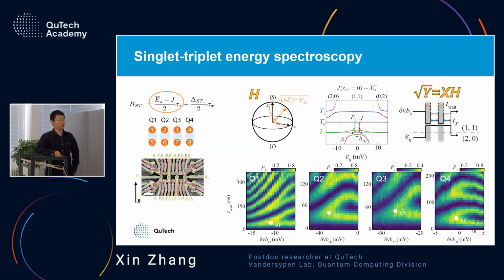And we do the same thing for all the 4 qubits together to calibrate the position of the square root of Y gate in the system. So in this way, we can say we have X rotation and Y rotation for the universal control of the qubits.